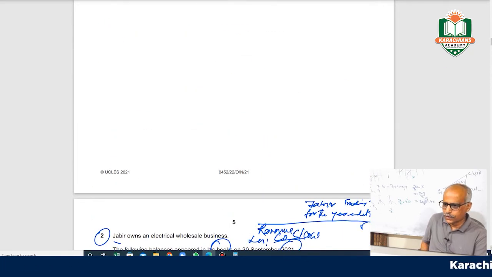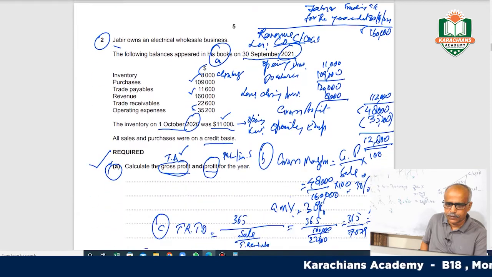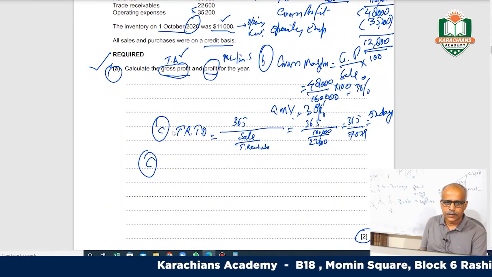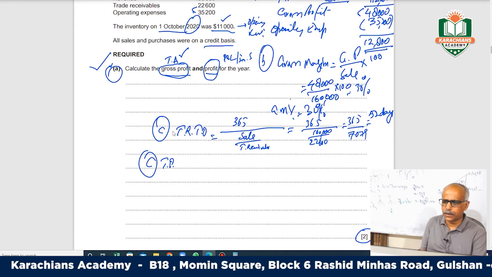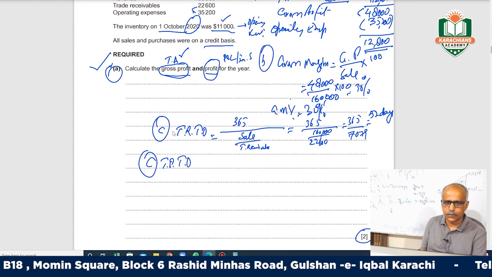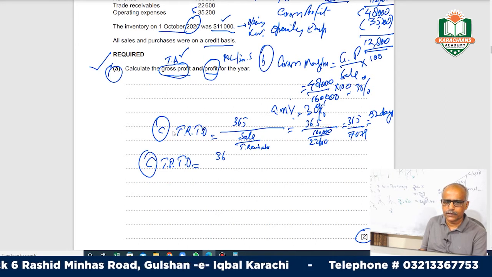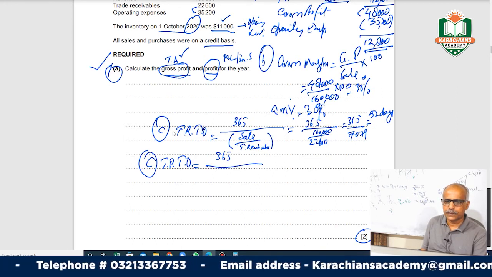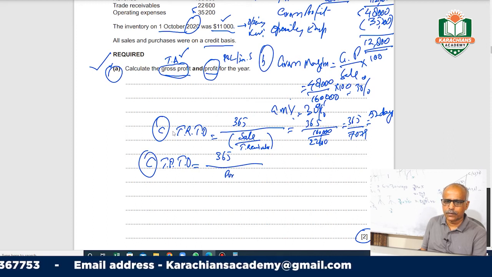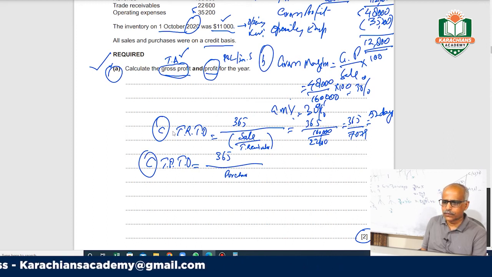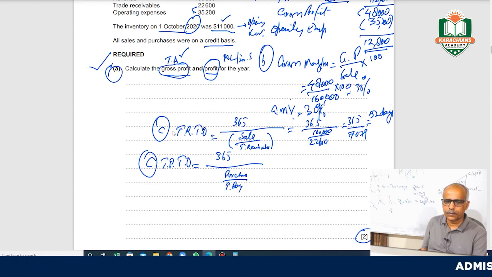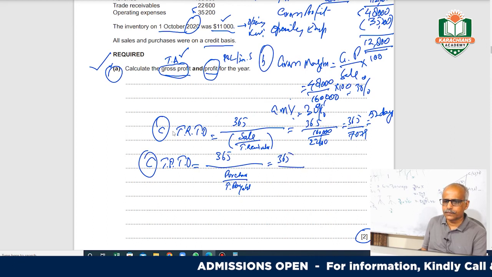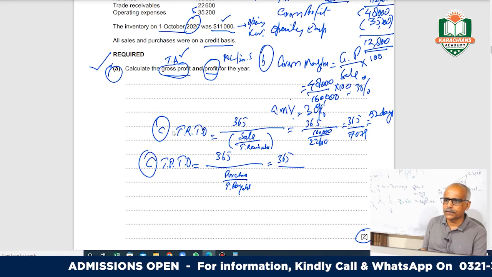So how do we calculate the trade credit turnover? Just a minute. Let's see. Trade payable turnover. How do we calculate? The formula is the same. 365 divided by purchases, purchases divided by trade payables, right? This is 365. Purchases, how much purchases do we have?